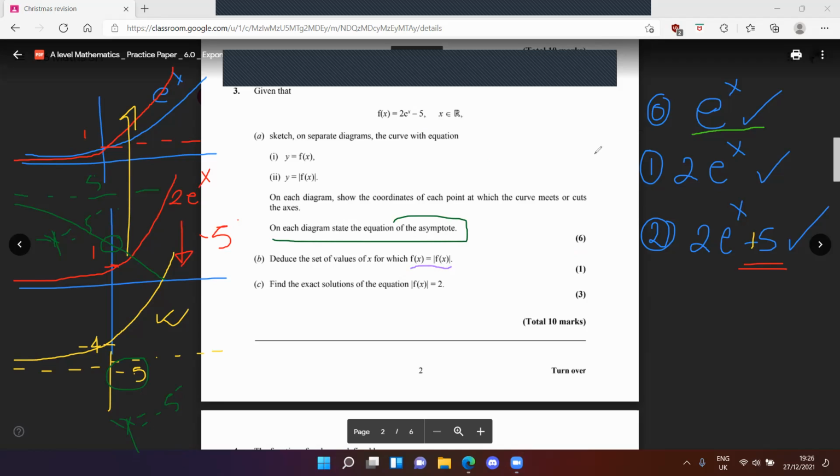What does that mean? So basically, there are two different functions. The one is modulus of fx, and another one is just fx, right? So you have to simplify that. All values of x. There's 1 mark, so it's quite easy. Not much work.